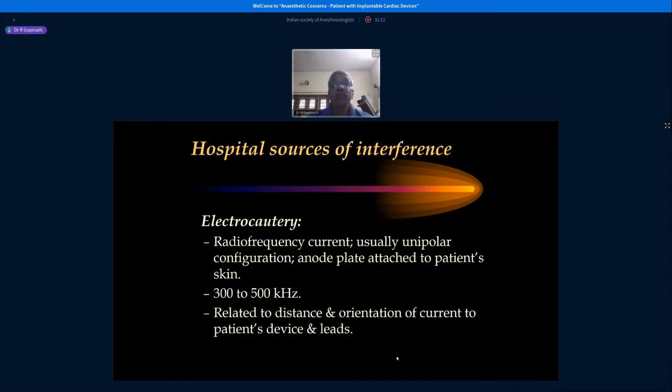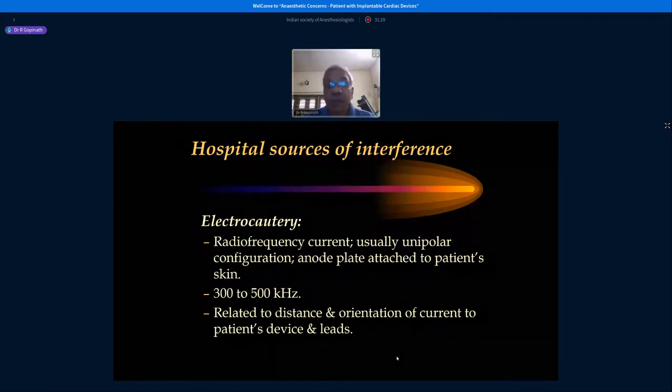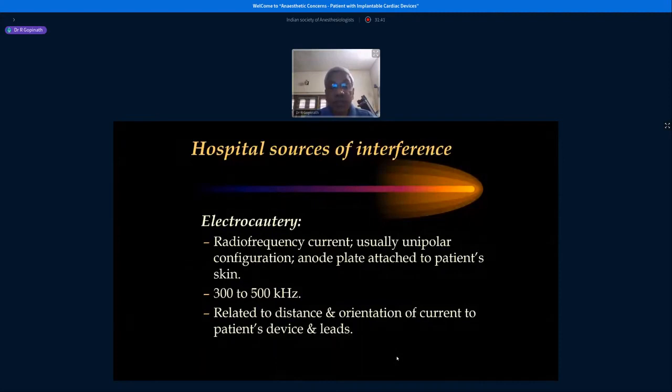So let us look at some of the sources of interference in the hospital. Electrocautery is the first one. Radio frequency current is basically used. And like we said, there are unipolar or bipolar configurations. In a unipolar configuration, the anode plate is attached to the patient's skin. The electrocautery frequency is 300 to 500 kilohertz. So this is basically related to the distance and orientation of current to the patient's device and the leads.